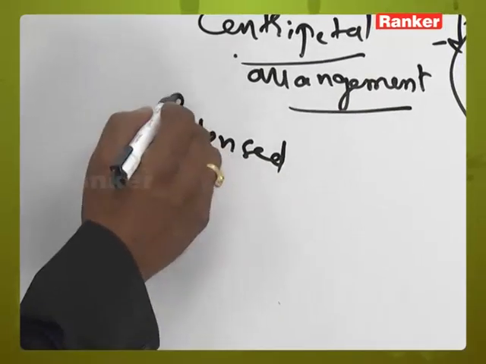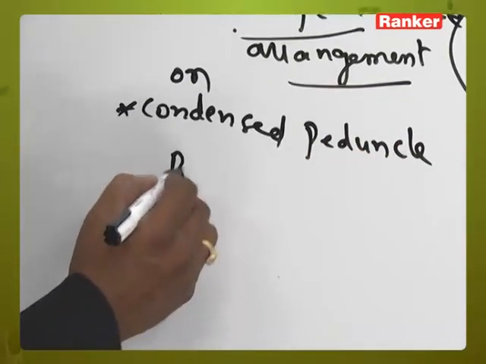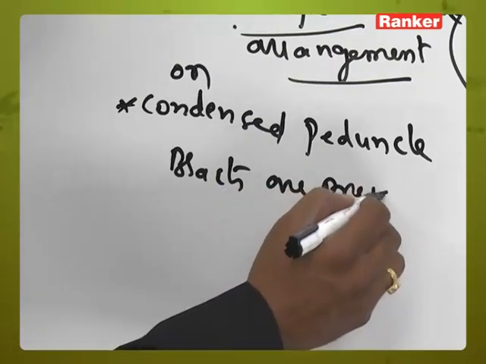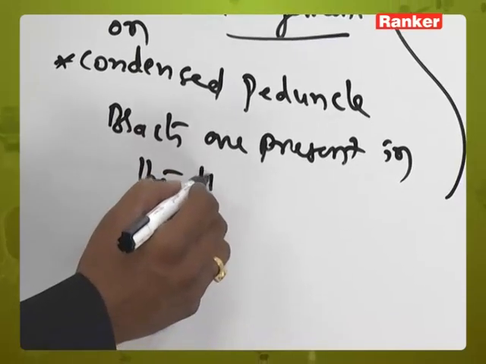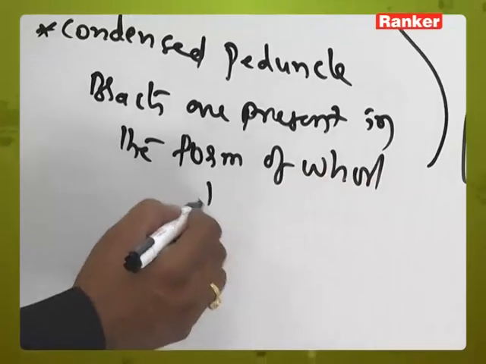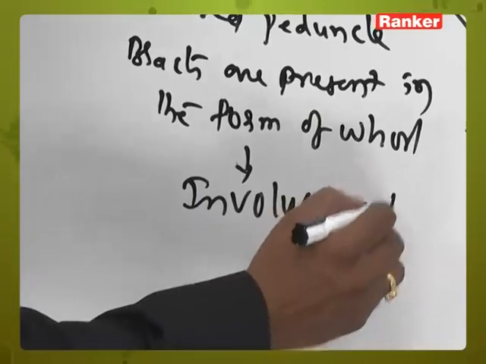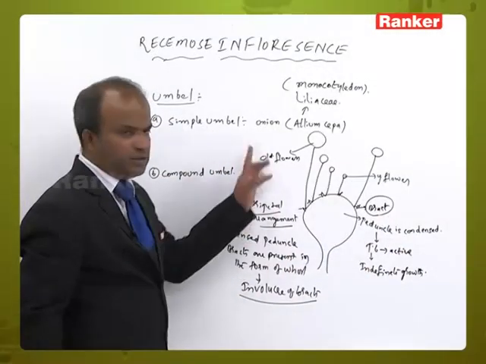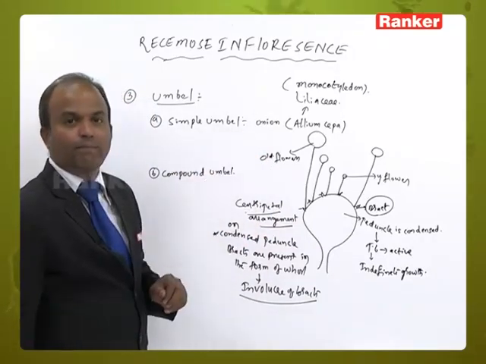On condensed peduncle, bracts are present in the form of whorl. So can we call that one as involucre of bracts? Yes, it is called as involucre of bracts. Involucre of bracts can be seen in simple umbel.